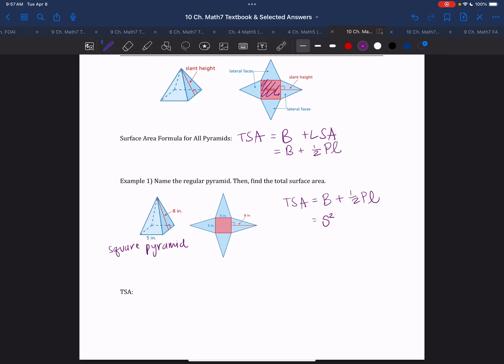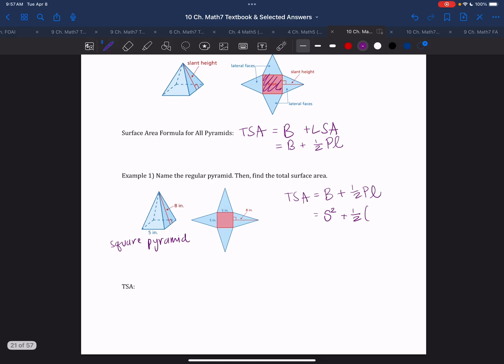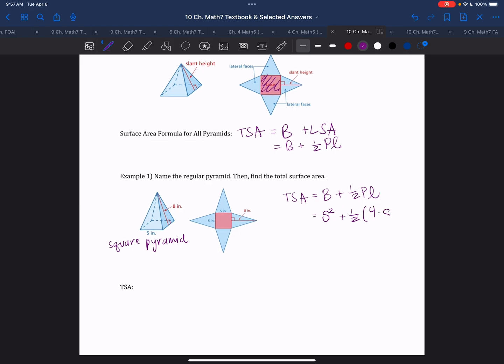Now you can also do base times height, but remember, in a square all the sides are the same, so you can just square the length of one of the sides. So s squared is side squared, plus 1/2 the perimeter. To find the perimeter of a square, I just multiply one of the sides by 4, so 4 times s. I could also do s plus s plus s plus s, but remember, repeated addition is just multiplication. And then we multiply by the slant height.